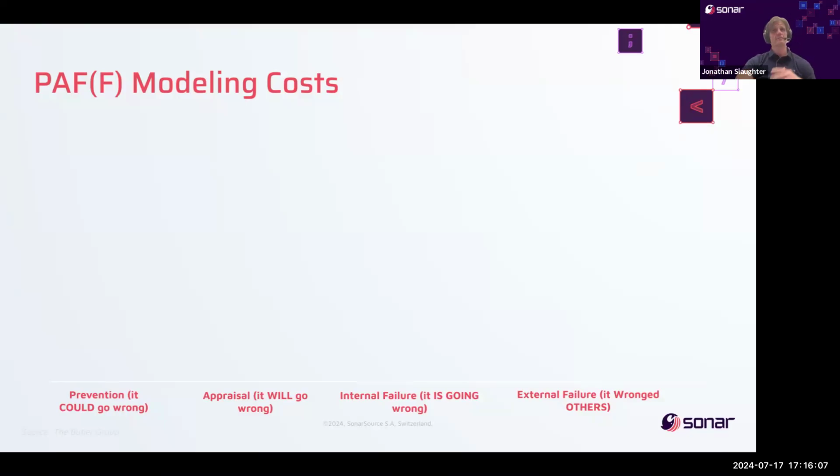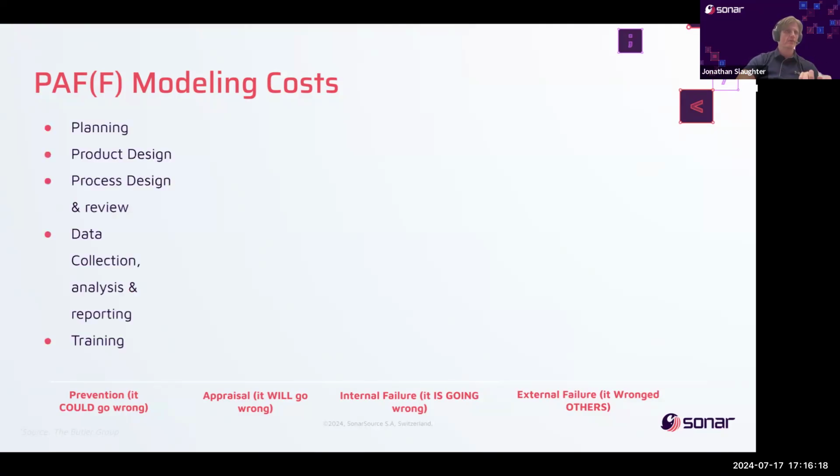Talked about inverting and basically flipping it on its head and helping you solve a problem. So don't ask how it can be successful, ask what will cause it to fail. When we ask that question, what would cause it to fail? Those types of things are, for example, what we would do in the planning phase, in the product design phase, process design, data collection analysis, and of course, training, teaching people to do it right the first time.